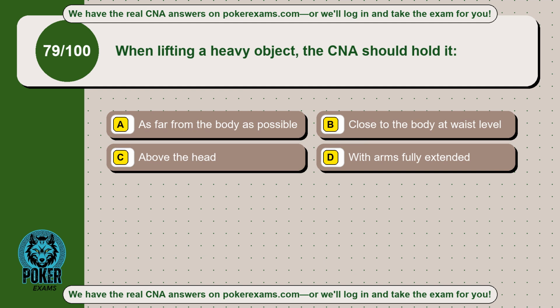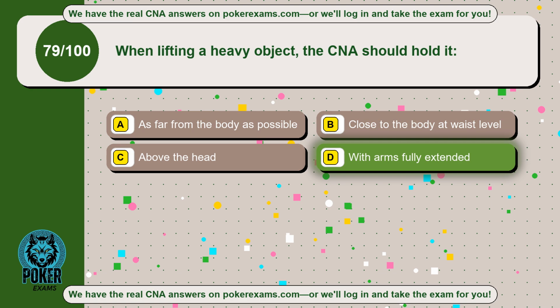Question 79. When lifting a heavy object, the CNA should hold it: Option A, as far from the body as possible. Option B, close to the body at waist level. Option C, above the head. Option D, with arms fully extended. The correct answer is option D: with arms fully extended.